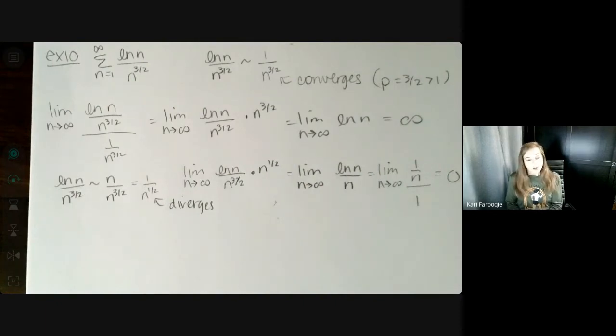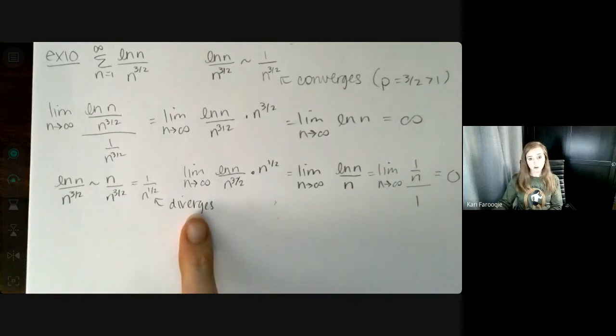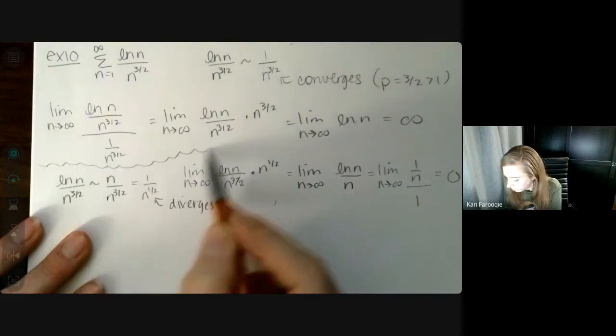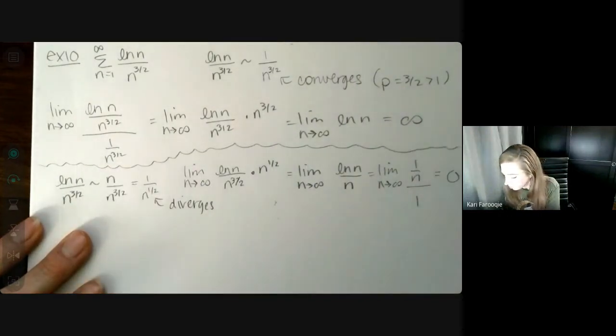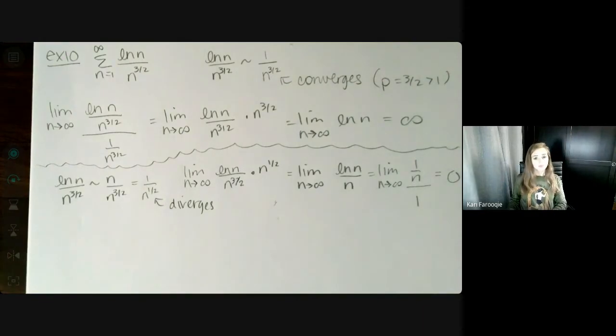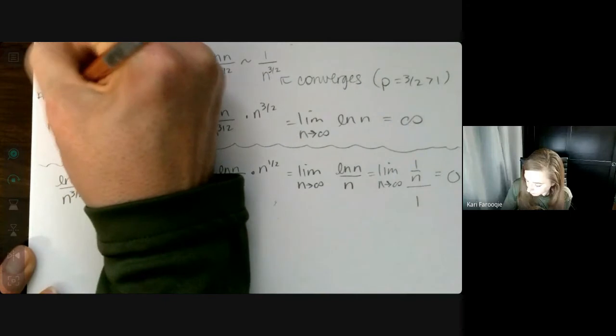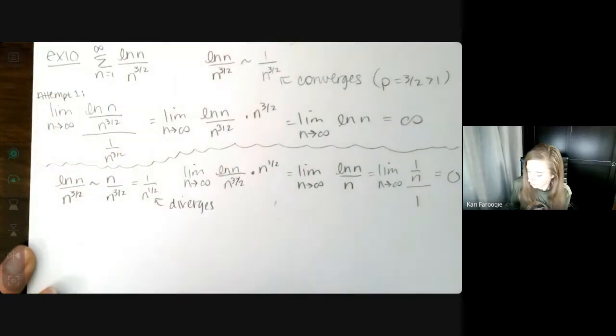So this was not the situation that we were hoping for, because a limit of 0 is okay if our comparison series converges. Actually, it's great if our comparison series converges, but it doesn't. Our comparison series in this case diverges. I feel like I should sort of cordon this off here so you can see my attempts separately. So this was attempt 1. And this would be attempt 2.